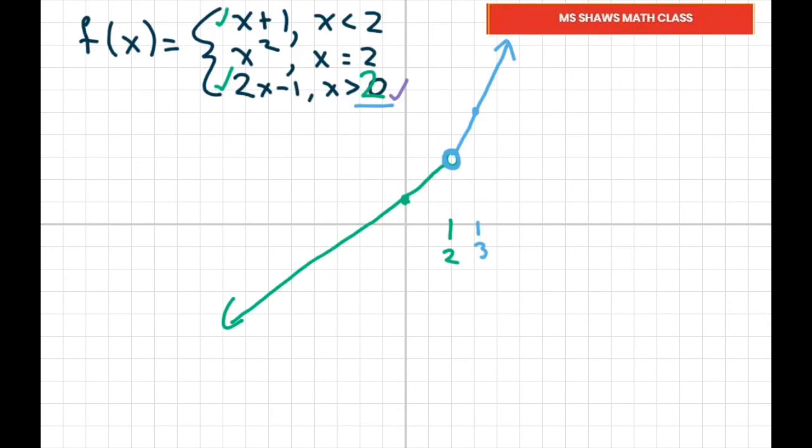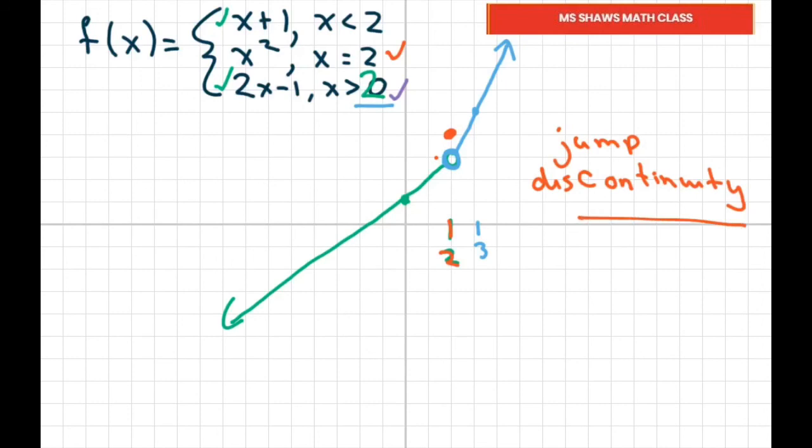Now let's do the middle part. The middle part says at x is 2, my y is x squared. So plug in 2 and we get 4. So at 2, this goes to 4. That's why the continuity didn't work here. What this is called is a jump, because it's like you're jumping up from here to there. This is called a jump discontinuity. So the whole function's not continuous right there because you have this jump.